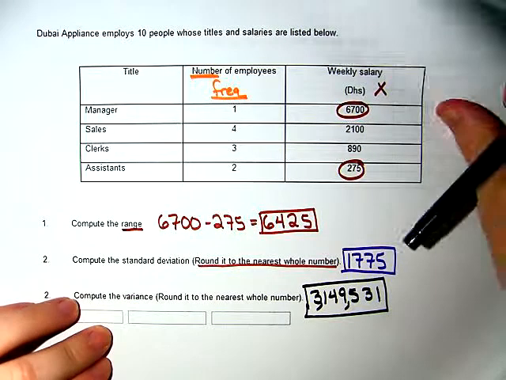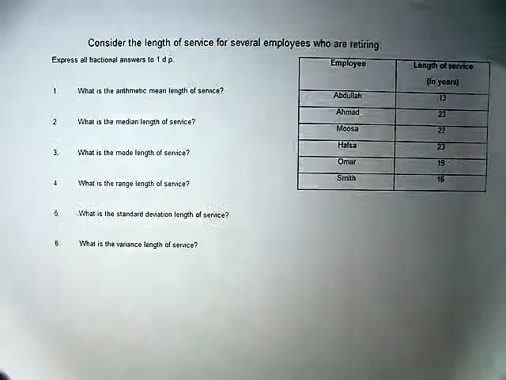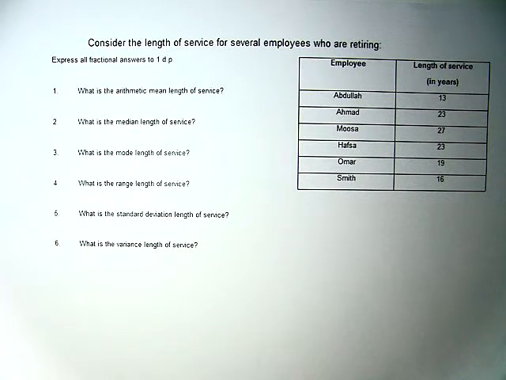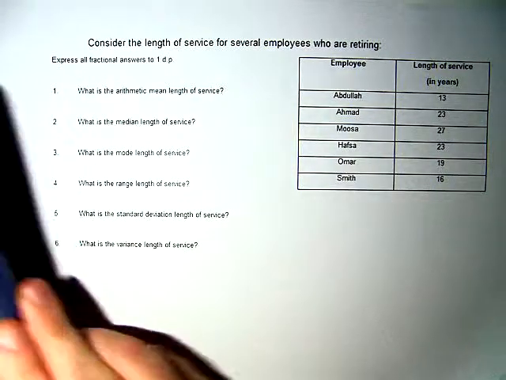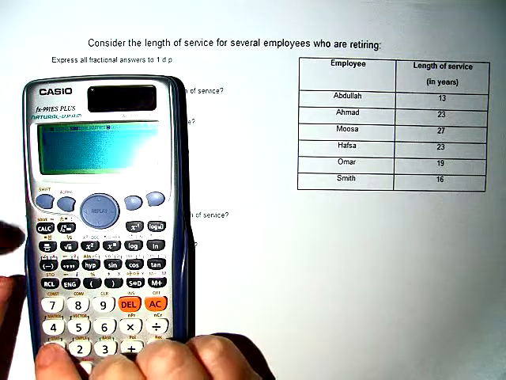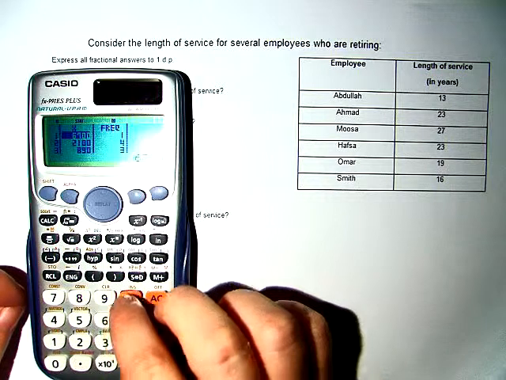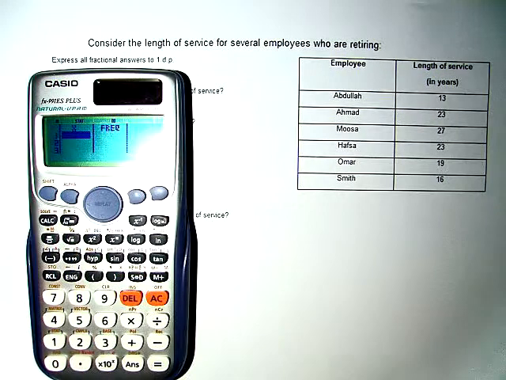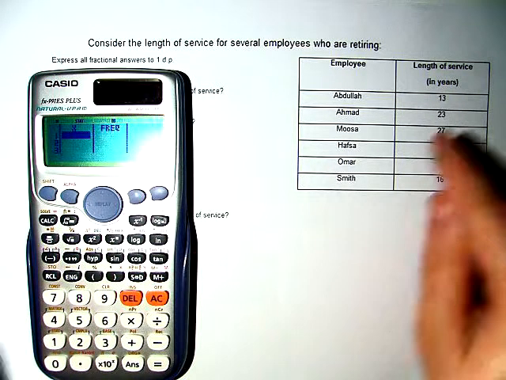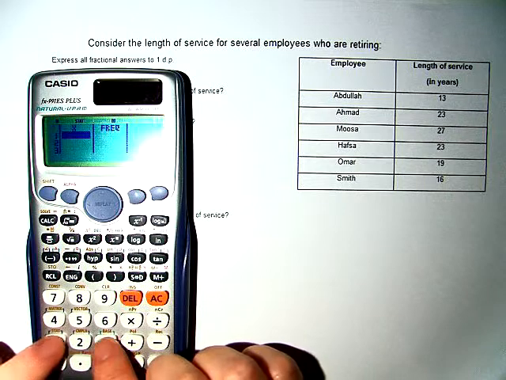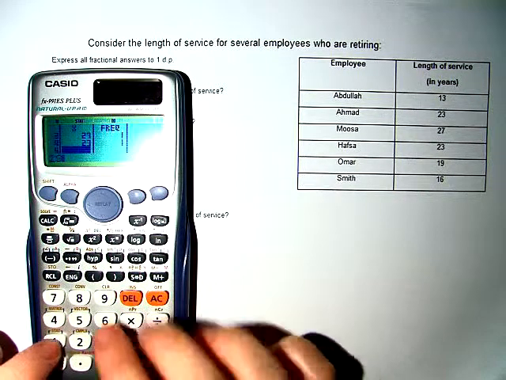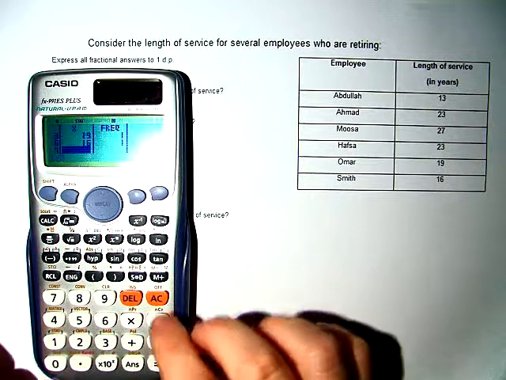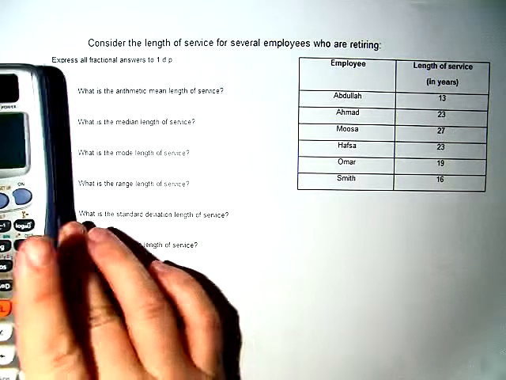Okay, so let's try another problem dealing with frequency tables. All right, we want to express all answers in 1 decimal point. And if you notice, there's actually not frequency on this. So we're going to go into our stat and look at our data. We delete all the information, and when we do, it deletes both from the frequency as well as from the data. Length of service in years. We're going to put all this in: 13, 23, 27, 23, 19, and 16. And go back to our main page.